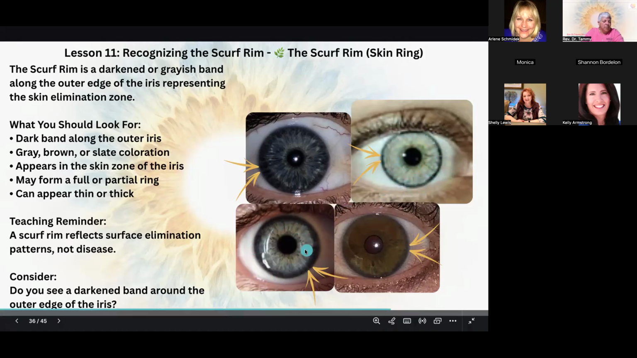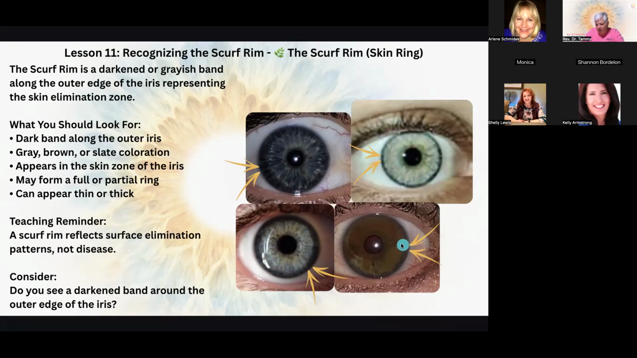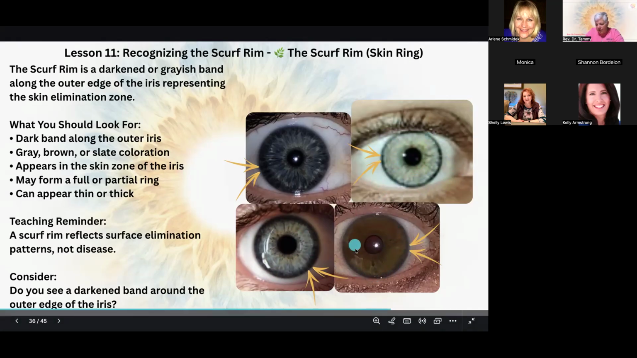This one is a beautiful blue eye too, but it's got some pigment that has come in here a little bit. Some digestion issues going on. Same with this one. Got some digestive things, and their autonomic nerve wreath is a mess, so they're in fight or flight all the time. And they've got some elimination issues going on with the skin.